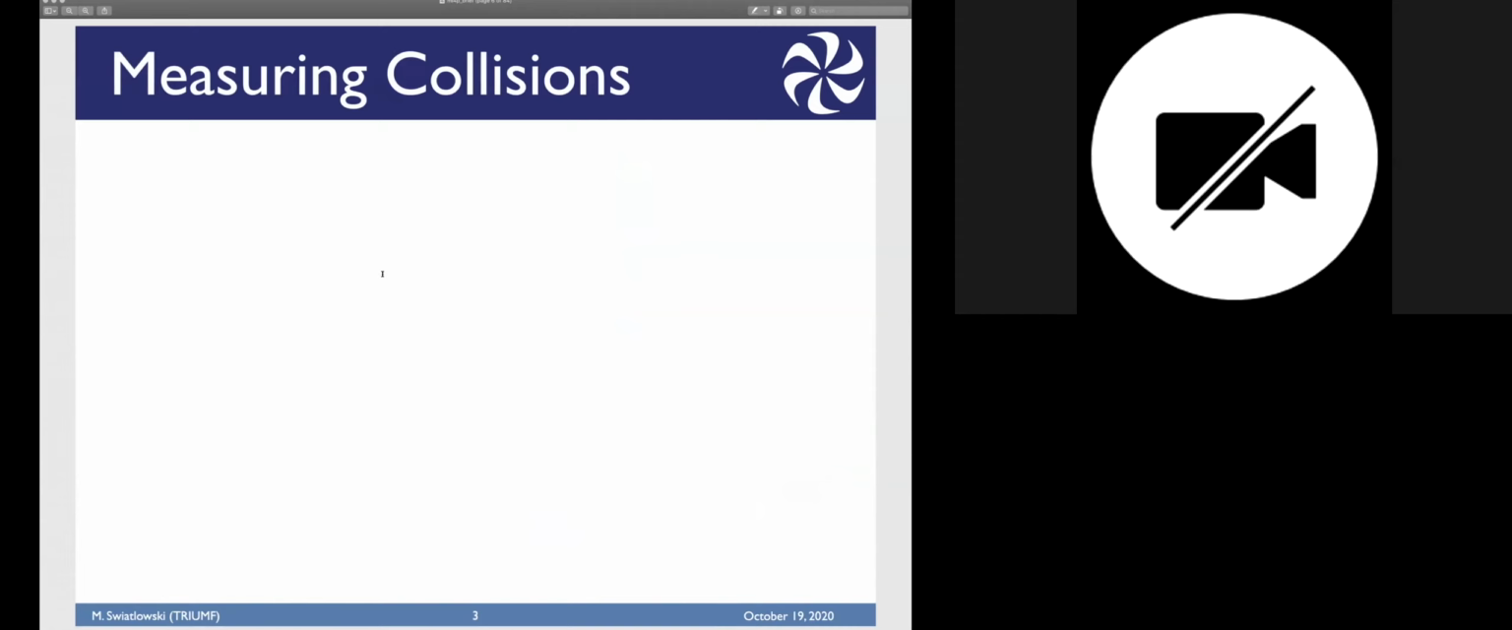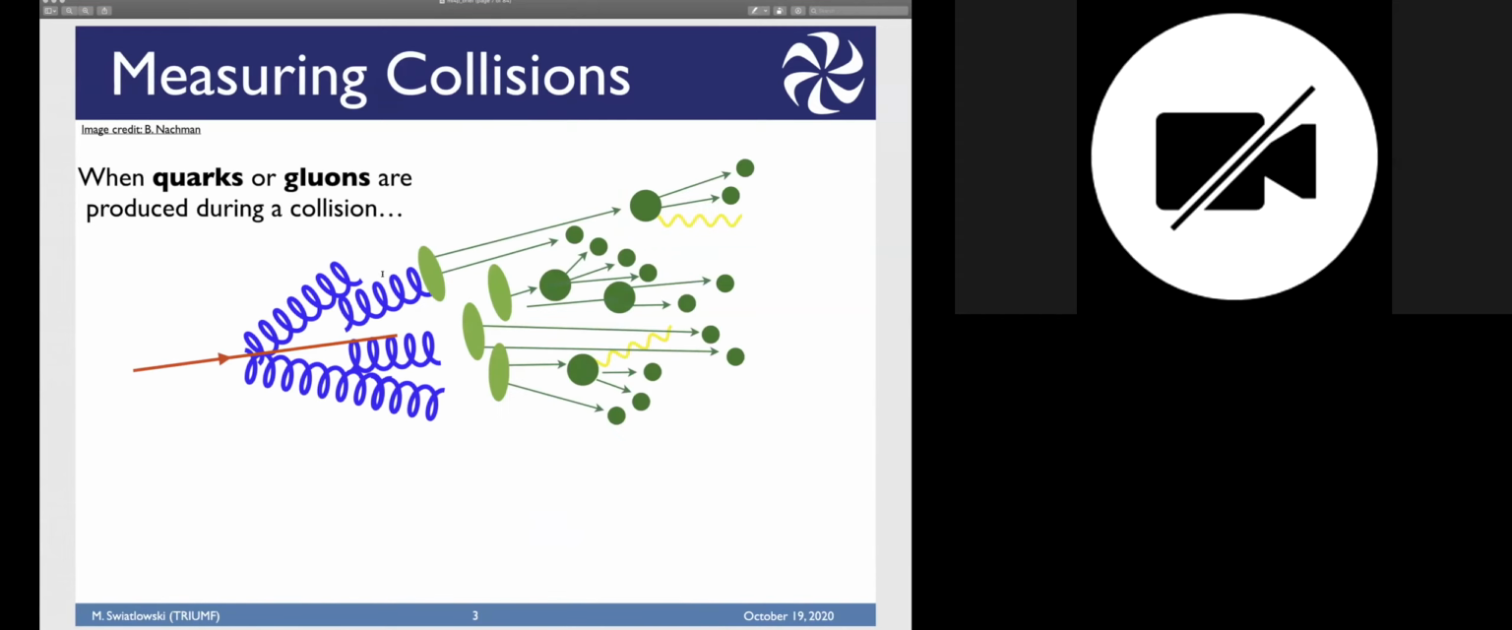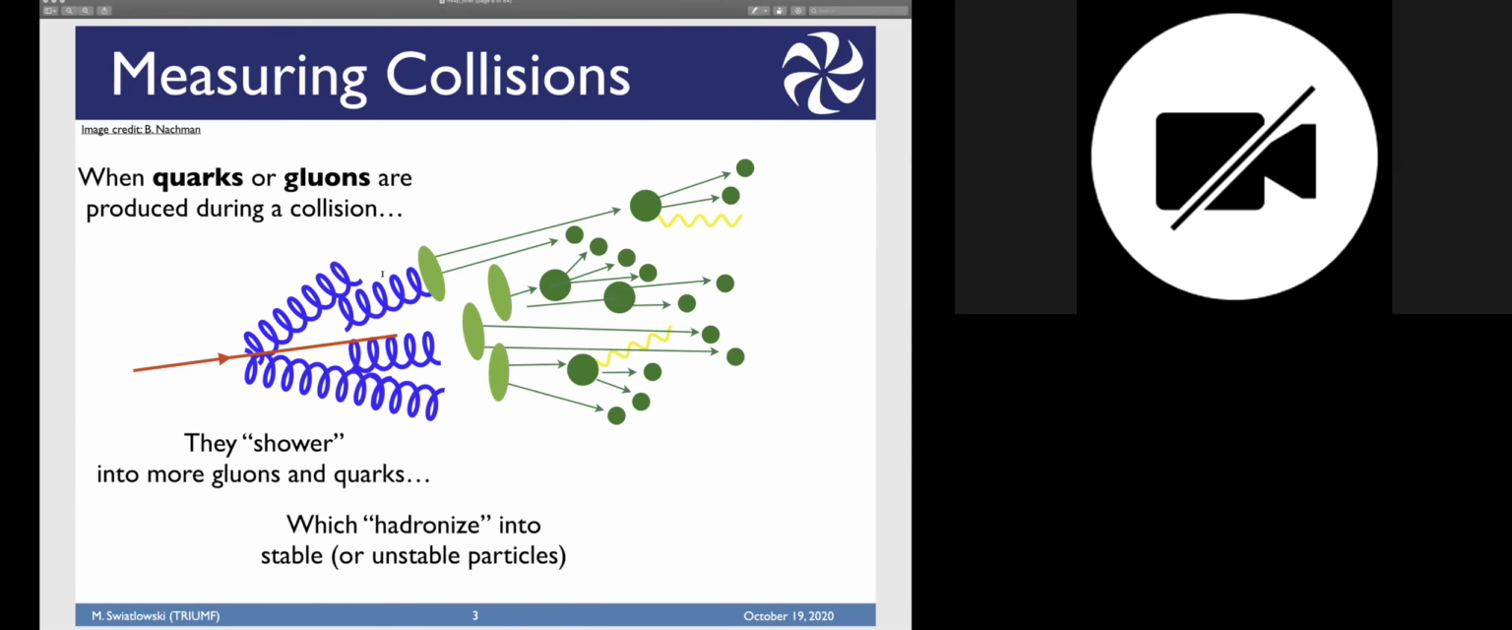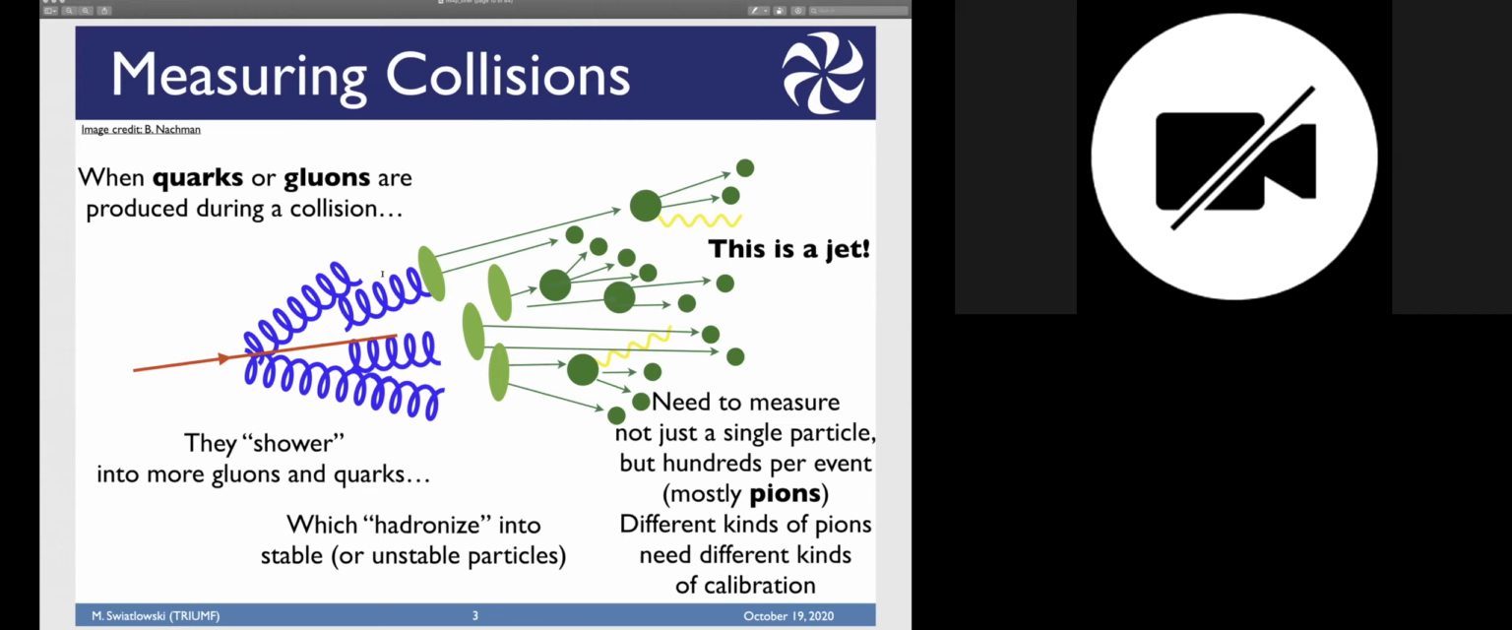Now, when we measure collisions, one of the main particles we produce are quarks or gluons. And when you produce them, you actually get a very complicated picture of what's going on. They shower into more quarks and gluons. So the red thing is what you produce first, and then you get more that come out of this, and those hadronize into stable or unstable particles. And the thing that you get at the end, this big collection of particles, is a jet. And jets are the things that we use to reconstruct quarks and gluons, and they're one of the more fundamental ways we measure things at the LHC.